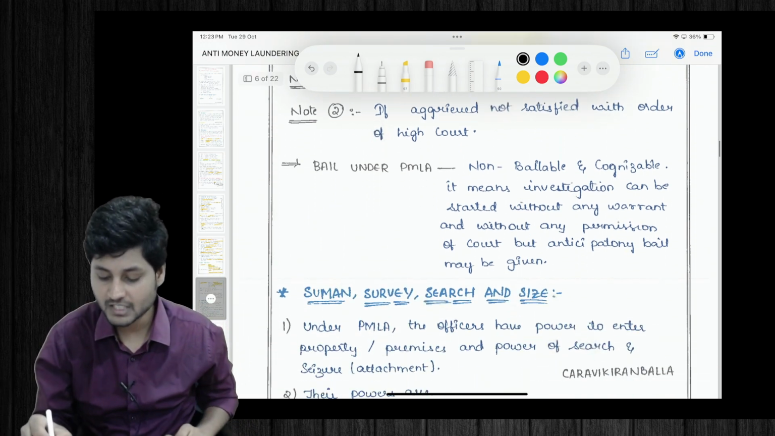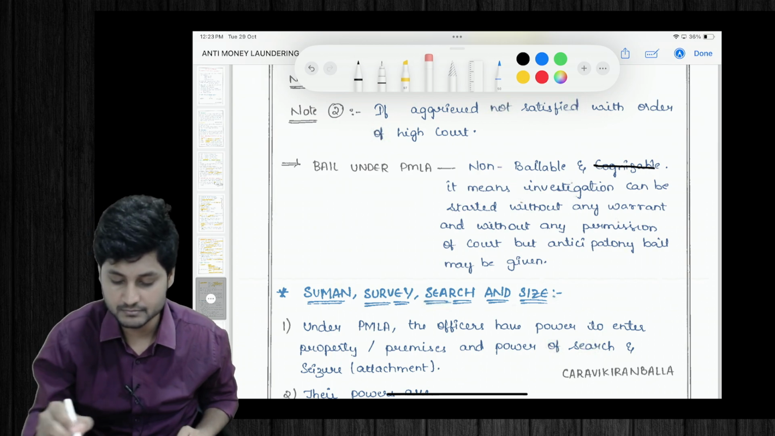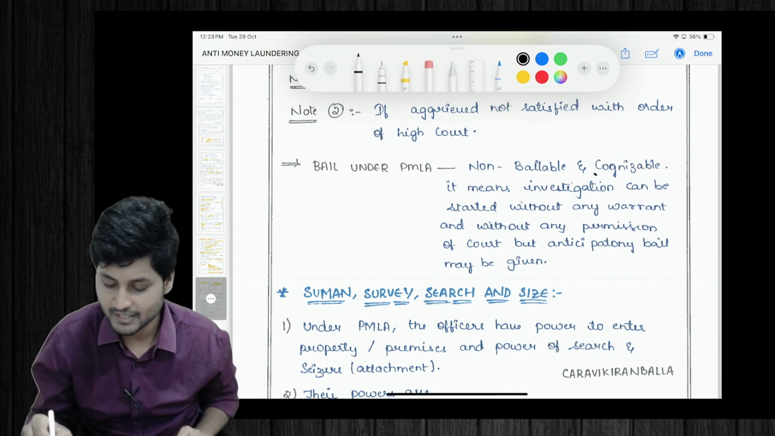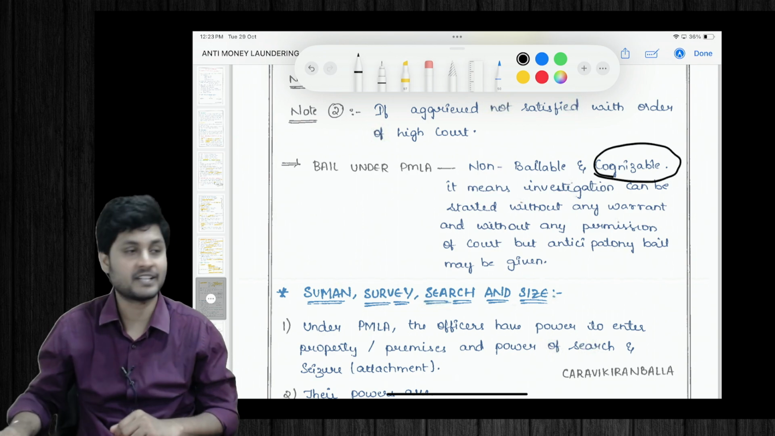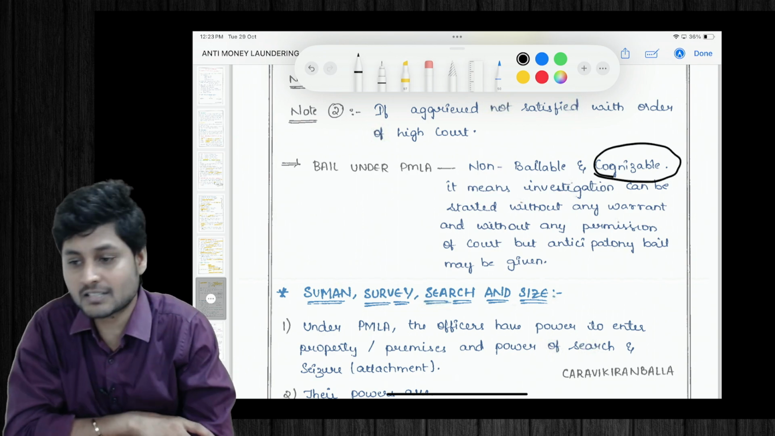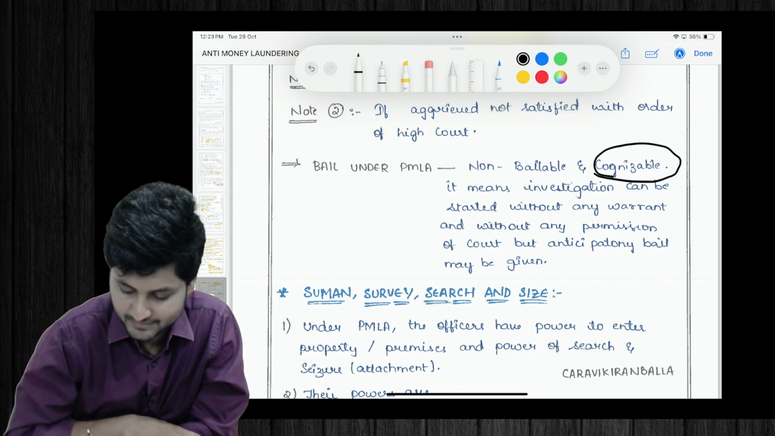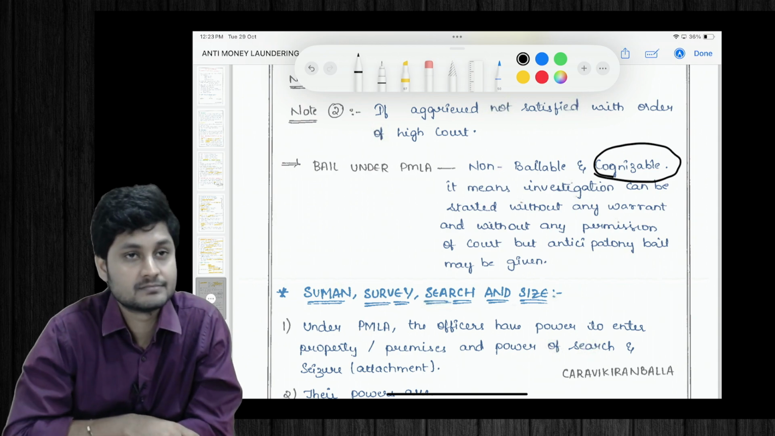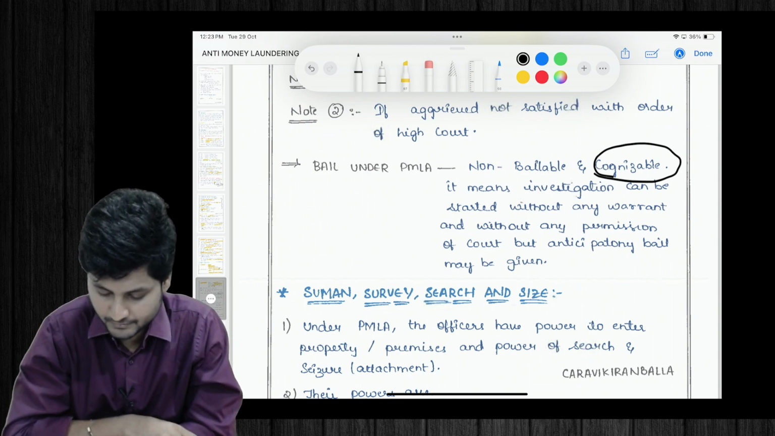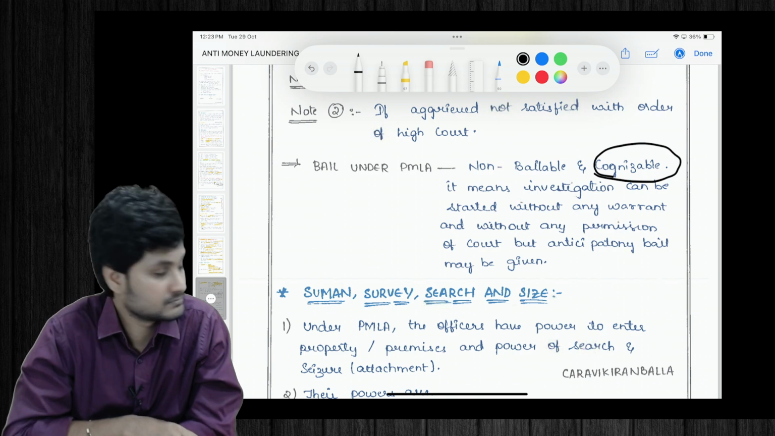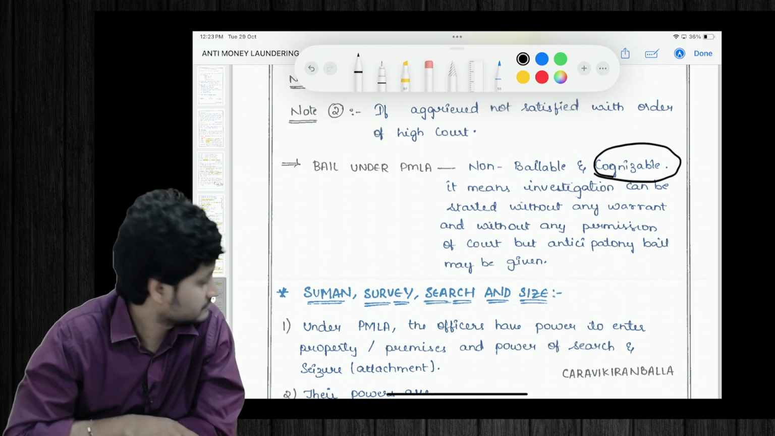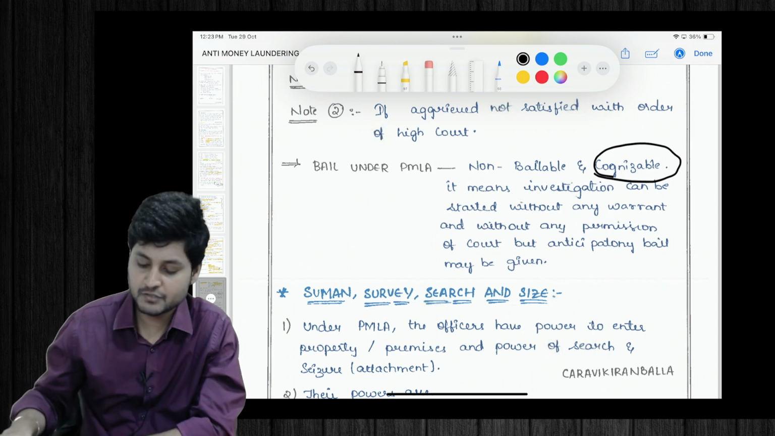Here cognizable, what exactly it is meant by cognizable అంటే ఏంటి? What is called as cognizable? No arrest warrant is required. ఓకే, అరెస్ట్ వారెంట్ అవసరం లేదు.